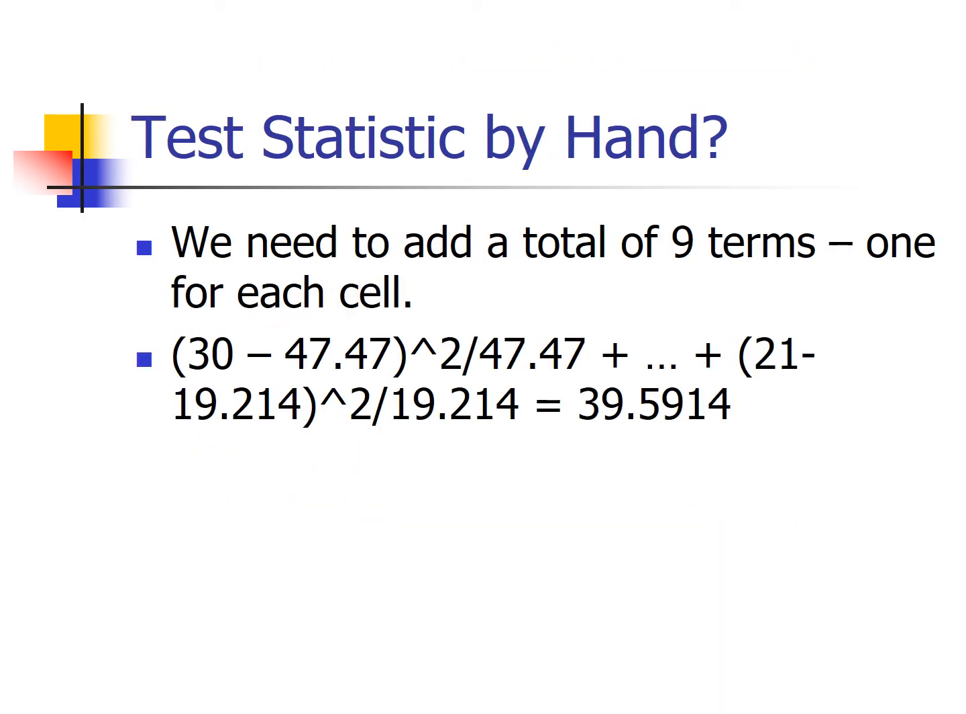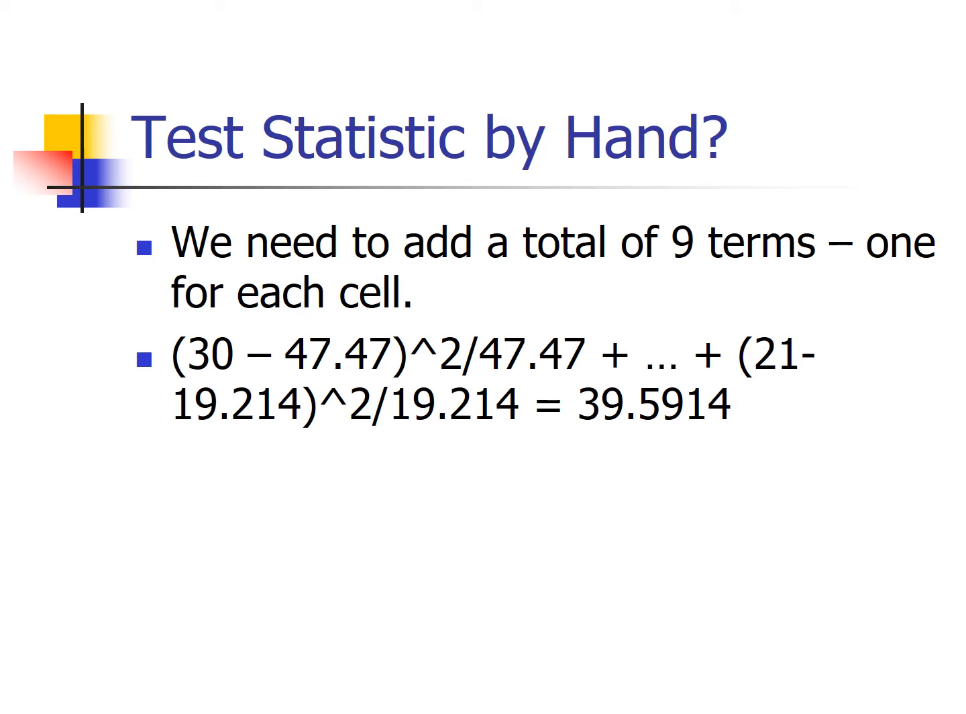Now, doing it by hand, deriving that test statistic, that 39.5, whatever it was, would be a little laborious. But nonetheless, I put some of the terms up here just so we can see that it is calculated the same way as we did it for our 2x2 table. So there's 9 terms because there's 9 cells. That first term I took from the upper left-hand cell. There were 30 people in that cell. We expected under the null hypothesis there to be 47.47 people. We take that difference, we square it, we divide by 47.47, and do that for the next cell, and the next cell, and the next cell.